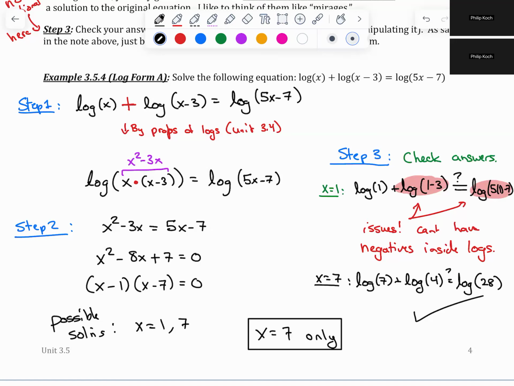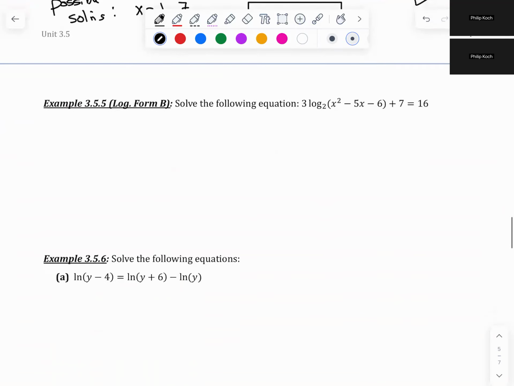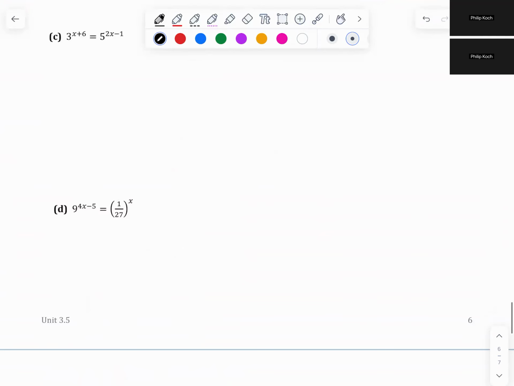Okay. Sometimes you get two solutions that work. Sometimes you get both solutions. Sometimes you get one solution. Sometimes you get no solutions. It all depends. It's not always guaranteed that the smaller one's not going to work, so you have to check it each time. There's no convention here, no rule that we can learn. It's just making sure that it does not make a negative number inside a logarithm. So let's do some more examples.